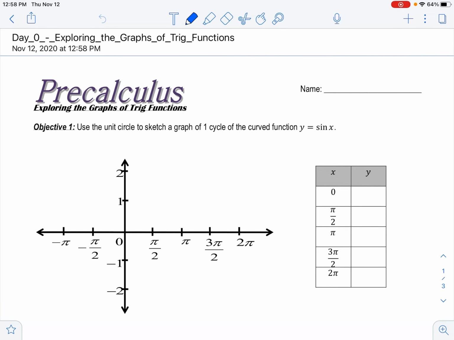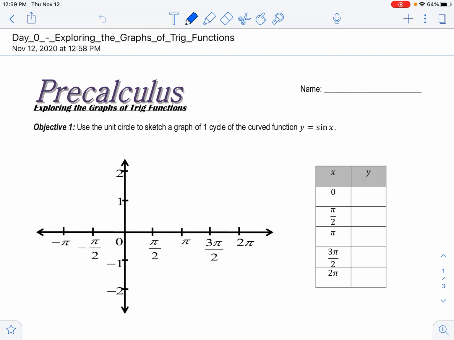Okay, so this is a video for exploring the graph of trig functions. Last year I had students do this by themselves on a day that I was absent, just using the facts from the unit circle. But I'm going to do this one with you just to make sure our graphs are correct, because next week we'll start graphing these functions.